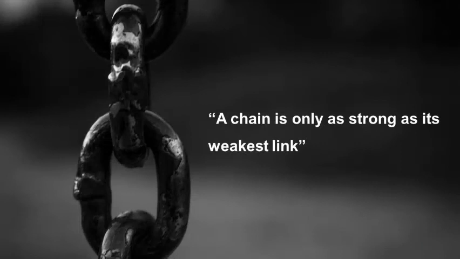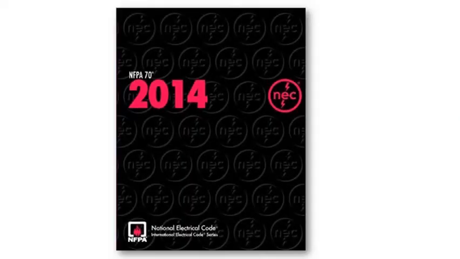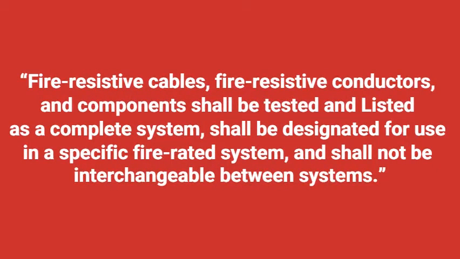There's an old saying that a chain is only as strong as its weakest link. That's certainly true for fire-resistive cable systems, and it's the essence of Article 728. First appearing in NEC 2014, 728.4 states, fire-resistive cables, fire-resistive conductors, and components shall be tested and listed as a complete system, shall be designated for use in a specific fire-rated system, and shall not be interchangeable between systems.